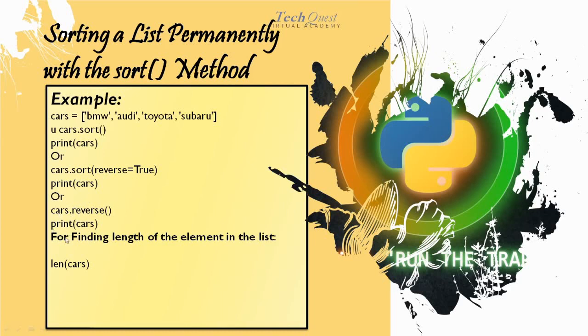Similarly, if you want to find the length of the list, you would simply write the len keyword, len in small letters, and in the parentheses you write the variable name in which you have stored your list. Then it will give the length of your list. So here we have 1, 2, 3, 4 elements in our list, so it will print 4. So 4 is the length of your list.